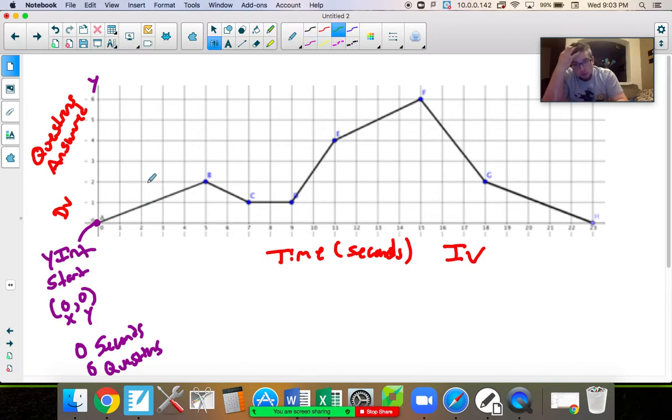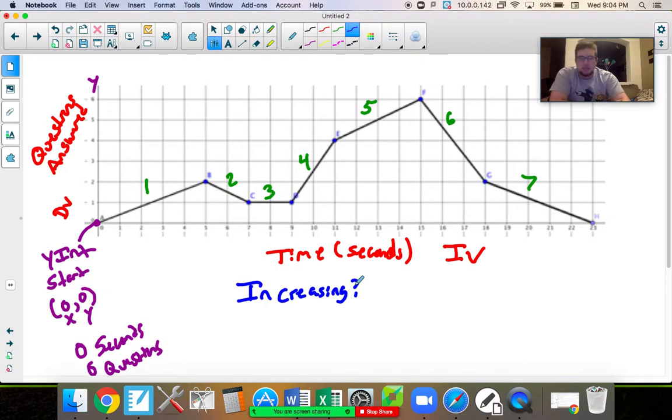This graph is broken into 1, 2, 3, 4, 5, 6, and 7 sections. We're going to go through and we're going to find the slope of all 7 sections. Before we do that, I want to know what sections are increasing. So as we read the graph from left to right, just like a book, we don't read it from right to left, always left to right. Which of these sections are increasing, are improving, are growing up?